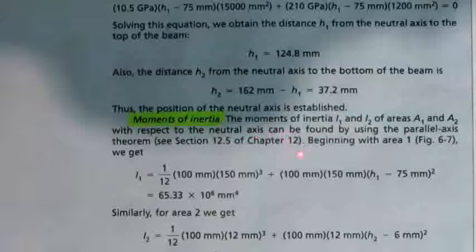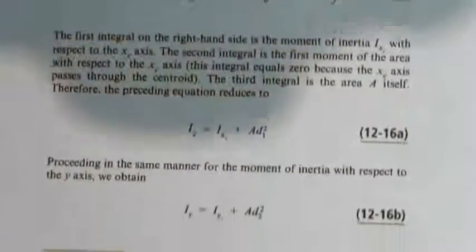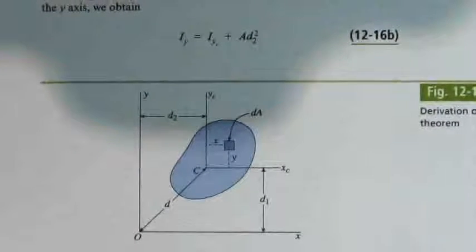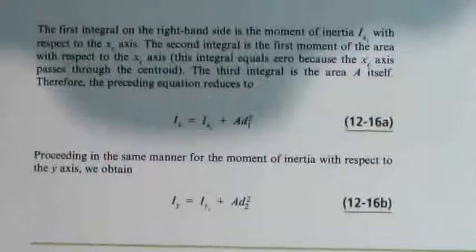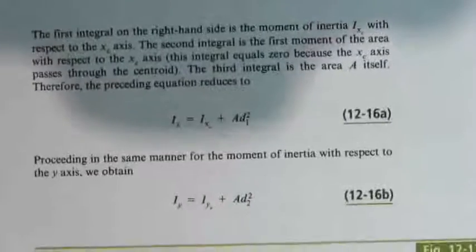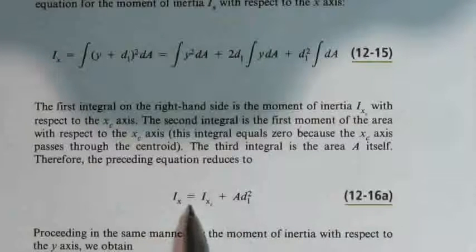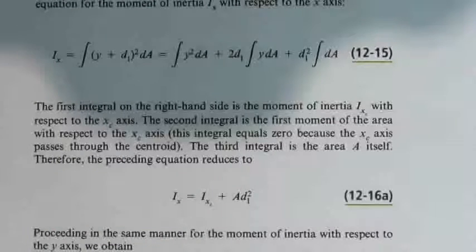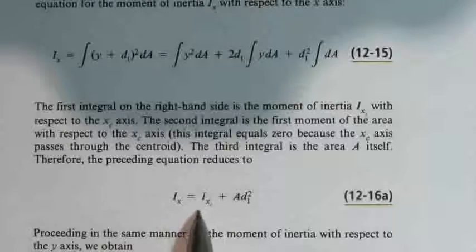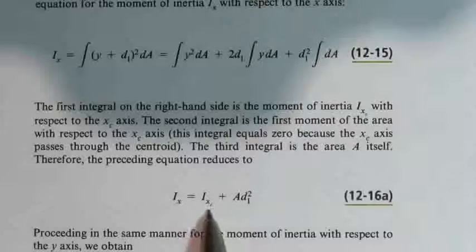See section 12.5 of chapter 12, beginning with area 1, figure 6.7. We get this. Just to refer you quickly to section 12.5. If you look at this one here, I'm going to jump straight to the derivation or the answer that we're going to use. The equation essentially that's applicable to this is this one here. Essentially what this means is the moment of inertia of this mass here is the local moment of inertia, or the moment of inertia about the local axis.